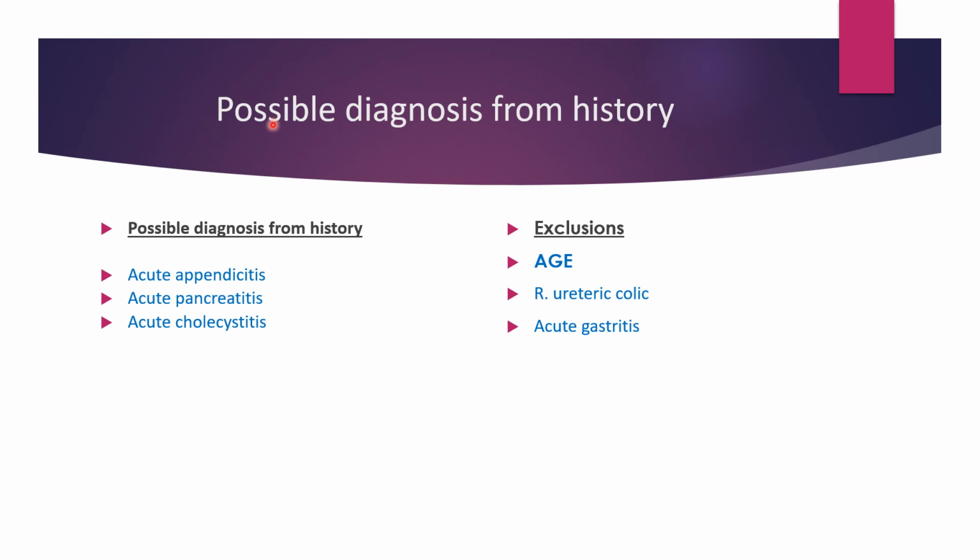So from the chief complaint and the history, we can come to a few possible diagnoses: acute appendicitis, acute pancreatitis, acute cholecystitis. And by exclusion, we can exclude acute gastroenteritis, right ureteric colic, and acute gastritis.